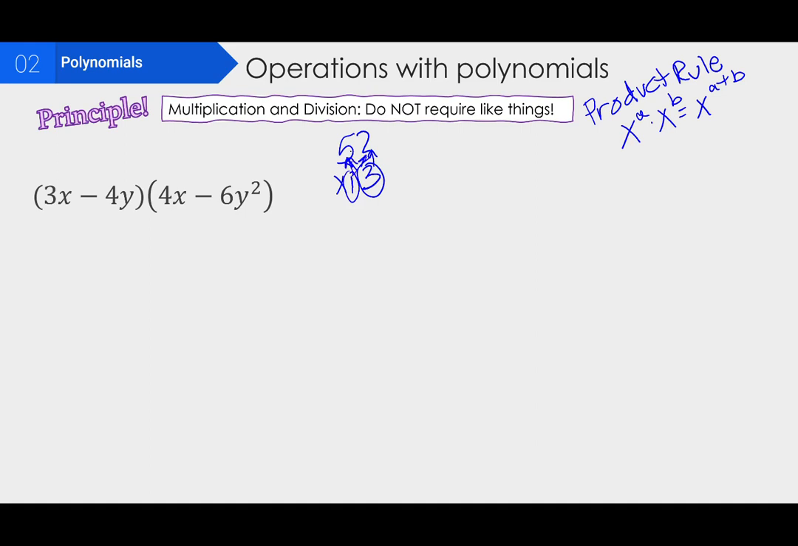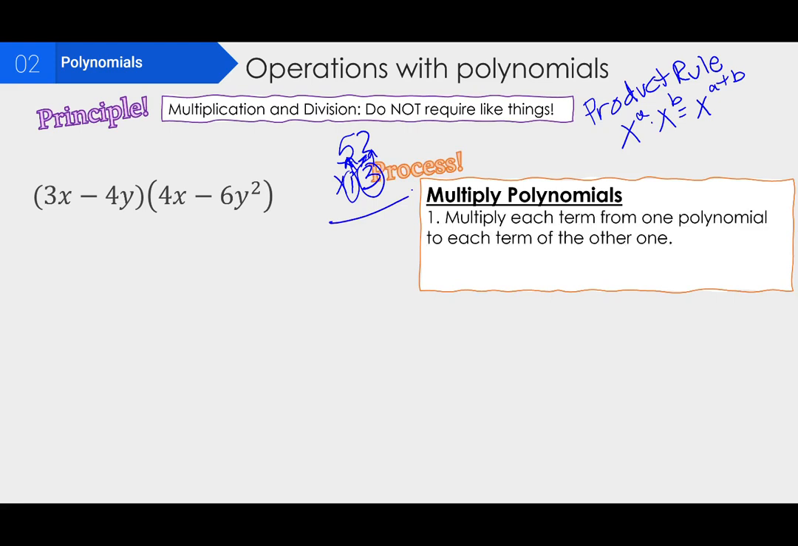So the more important thing with multiplication is that every term from one polynomial or one set of parentheses gets multiplied with every term in the other polynomial or the other set of parentheses. So we're going to multiply this 3x, which is going to get multiplied to both the 4x and the negative 6y squared. So 3x times 4x is 12x squared.